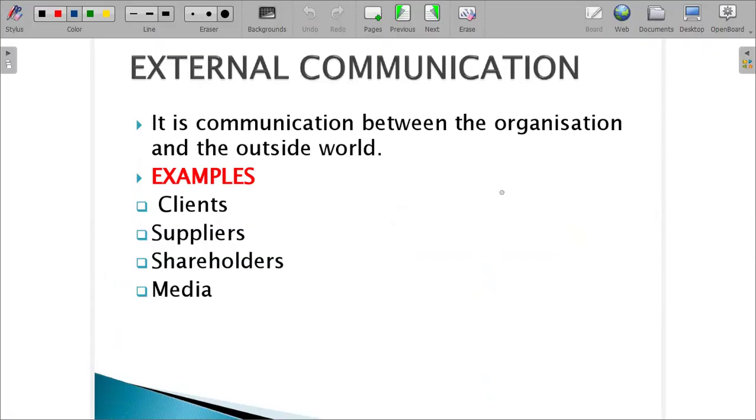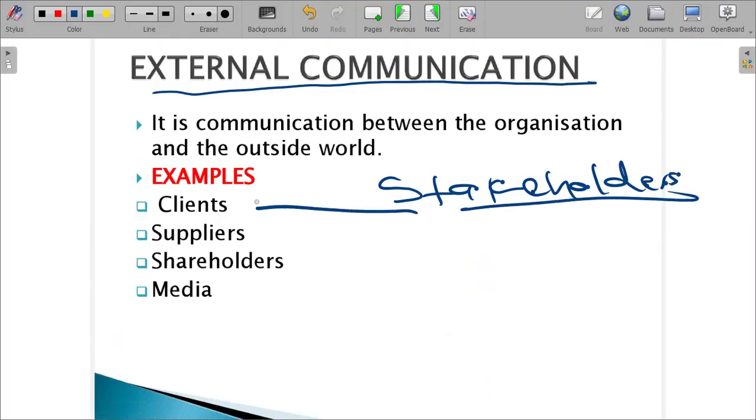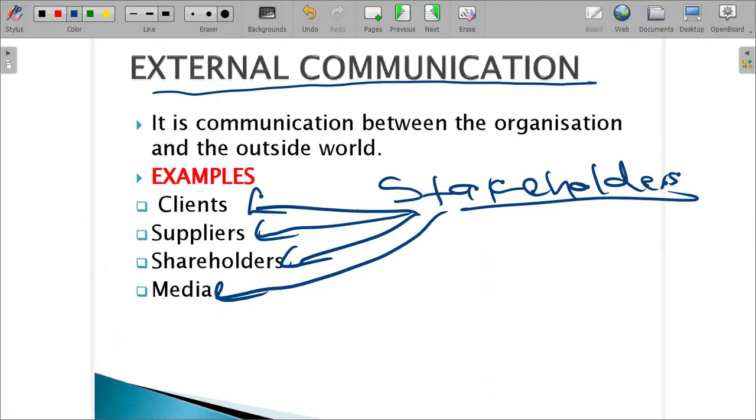And also, there is what you call external communication, meaning the organization can communicate with its stakeholders. Stakeholders include the suppliers, the customers, the shareholders, the media, etc. So external communication is when the organization is communicating with the outside world.